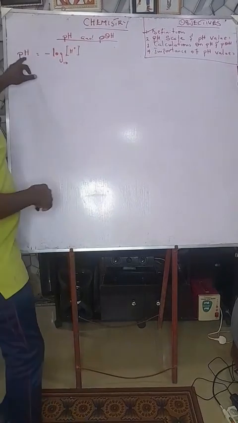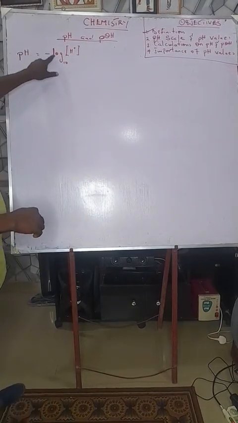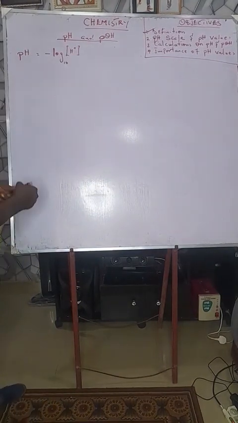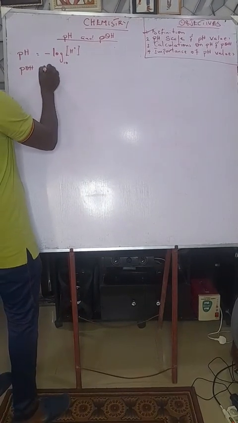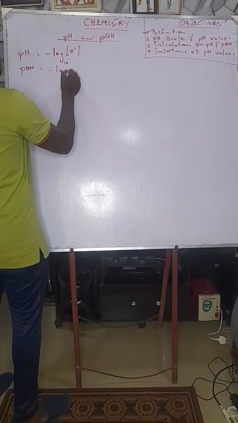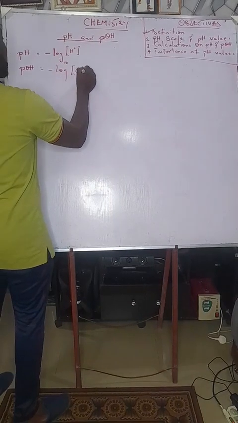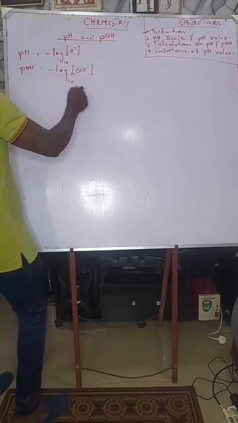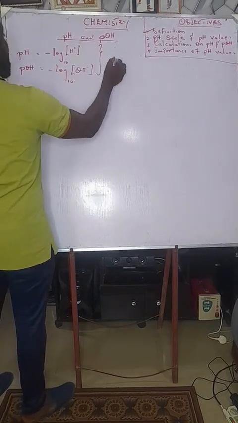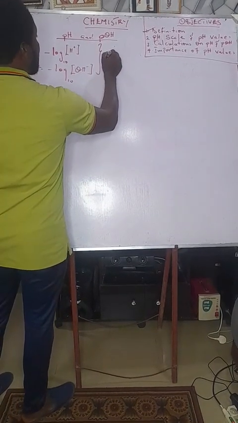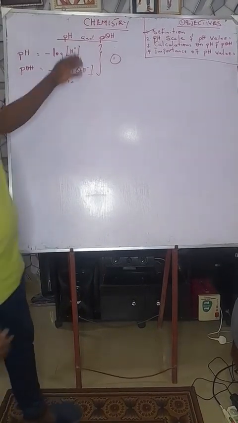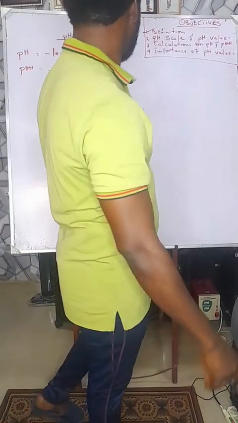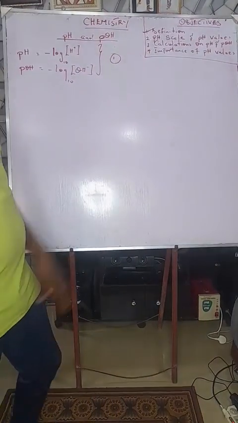Yes. So this is my pH. My pH is the negative logarithm of hydrogen ion concentration to base 10, while my pOH equals the negative logarithm of hydroxide ion concentration to base 10. These two are the formula 1. Let's take it as number 1. That's it, if they ask you to calculate pH or calculate pOH.